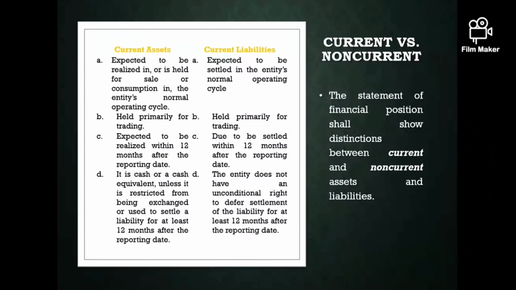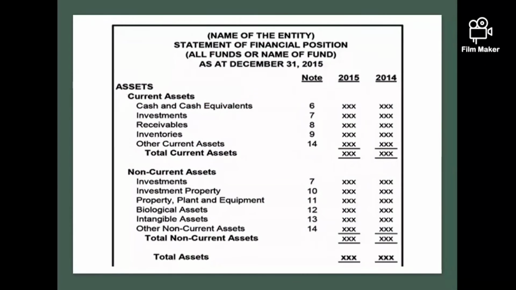Hindi na discuss yung non-current dito because any asset that does not qualify as current asset is classified as non-current asset. Same with liabilities, liabilities that do not qualify as current liability will be reclassified as non-current liability. The statement of financial position is presented by segregating or showing distinction between current and non-current asset and liability. So, anong example nyon? Ito po. Yan.